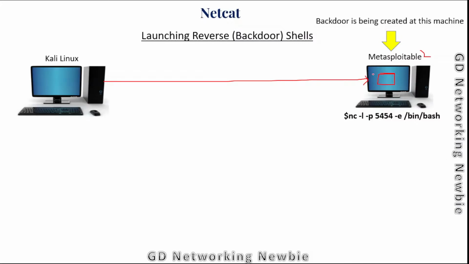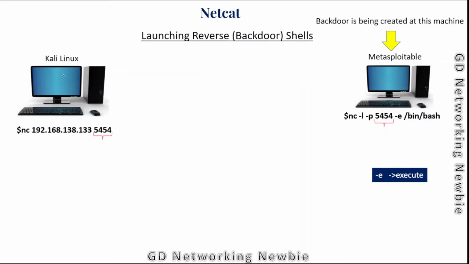This Metasploitable machine will be under the control of the Kali Linux machine when we are able to create a backdoor on this Metasploitable. For this we have this command, nc -l -p, and then the port number. So now this machine will be in listening mode, and this will be the port on which it will be listening. And then -e, execute, and /bin/bash is actually giving the bash shell where we will be able to issue commands.